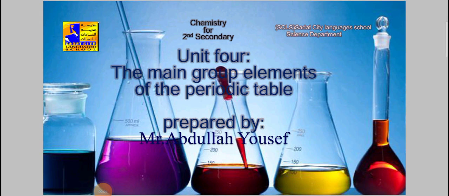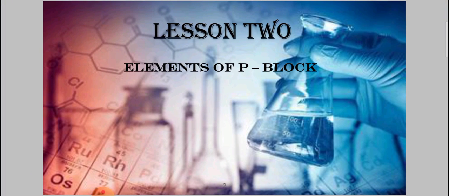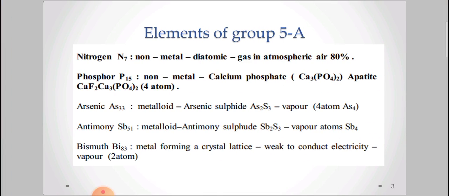It's time for Unit 4, Lesson 2, Elements of the p block. Elements of group 5A in the p block. Nitrogen: non-metal, diatomic gas, 80% of atmospheric air. Phosphorus, P15: non-metal, found in calcium phosphate and apatite, Ca3(PO4)2 and CaF2.